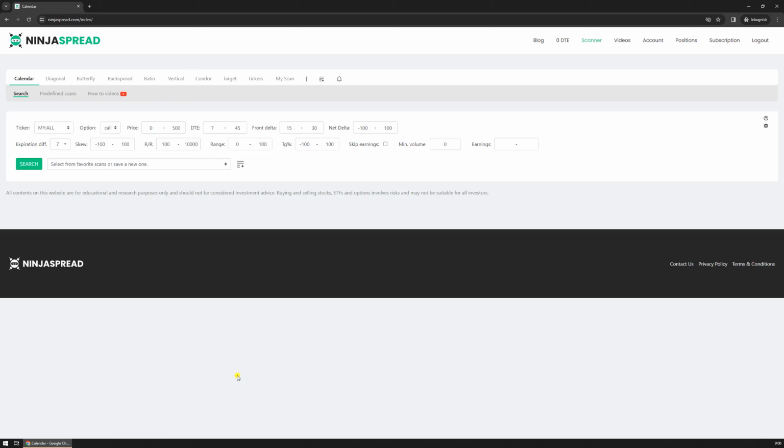Hi, in this video I would like to show you new ways of searching for ratio spreads in NinjaSpread. Click on ratio and let's say we are looking for ratio spreads in SPY with a strike difference of 5. This is the interval between the strikes of the ratio spread, and here you will find new types of ratio spreads that you can scan for.